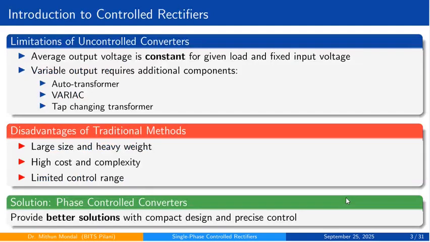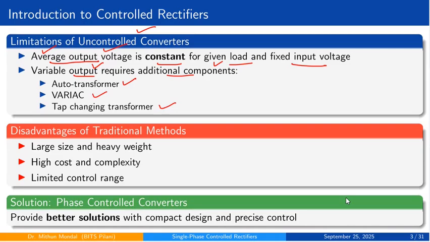So, the introduction to control rectifiers. We have studied the uncontrolled rectifier, and the limitation of the uncontrolled rectifier is that the average output voltage is constant for a given load and fixed input voltage. So we cannot change the output voltage for a given load condition, and it is fixed. Variable output will require additional components like an auto transformer, the variac, and the tap changing transformer.